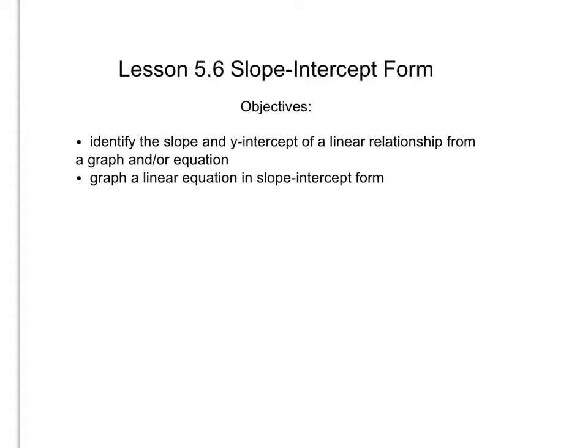Okay, moving on to Unit 5, Lesson 6. Now we're talking about slope-intercept form of an equation. And your two objectives for this part of the lesson are to identify the slope and y-intercept of a linear relationship from a graph and/or the equation, and to graph a linear equation in slope-intercept form.